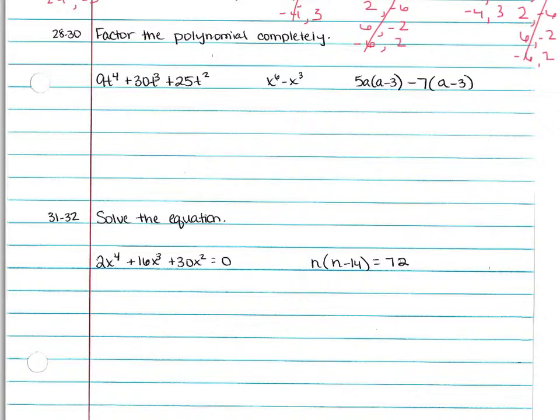In 28 through 30, you're going to be factoring the polynomial completely. So remember that when we factored a polynomial completely, we had to first factor out the greatest common monomial factor. So in this first one, I'm looking at a 9, a 30, and a 25. And unfortunately, there is no number that you can pull out of each one of those. However, with a t to the 4th, t cubed, and t squared, you can take out a t squared from each one. So that will leave you with 9t squared plus 30t plus 25.